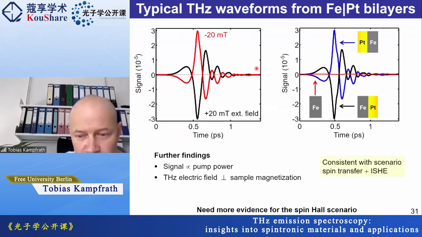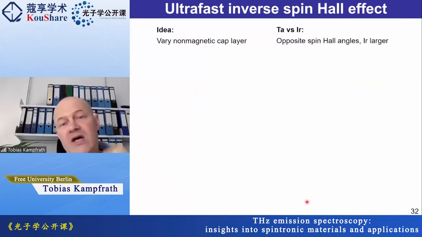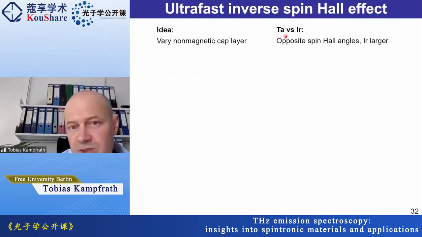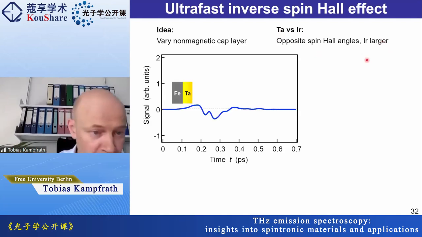Okay, but there's more cross-checks we have to do. We need more evidence, at least for this spin Hall scenario. So how can we do this? Well, we just change the non-magnetic material of our FN structure, and we then decided to go for tantalum versus iridium. So why did we do this? Because tantalum and iridium have opposite spin Hall angles, and iridium has a larger spin Hall angle.